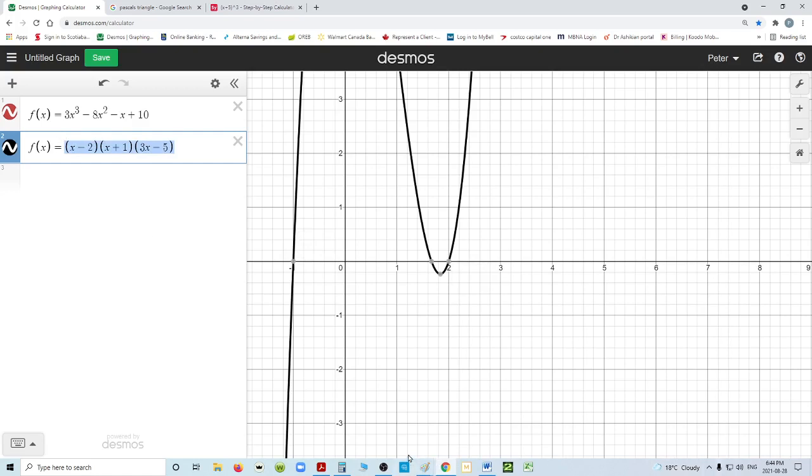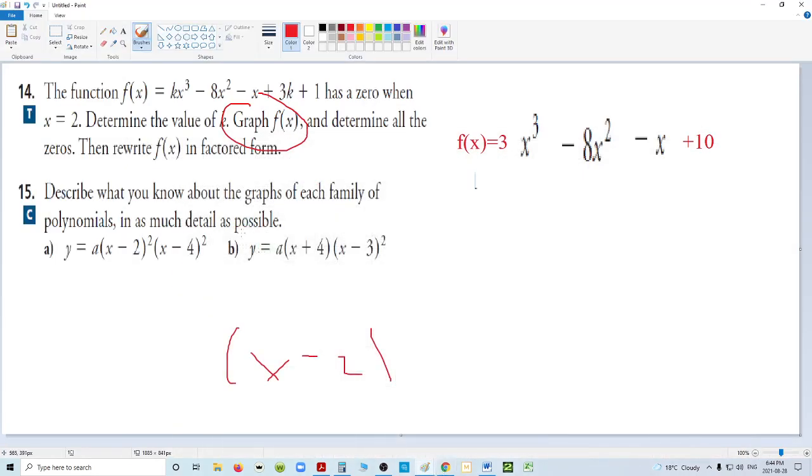You might say, how would you do this on paper? Oof, it's a good question. If they didn't let you use graphing calculators, I think it would take a long time. Describe what you know about the graphs of each family in as much detail as possible. So there's x-intercepts that bounce back on 2 and 4. And there's x-intercepts that go through minus 4 but bounce on plus 3.